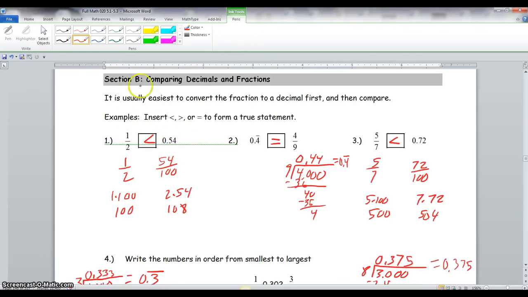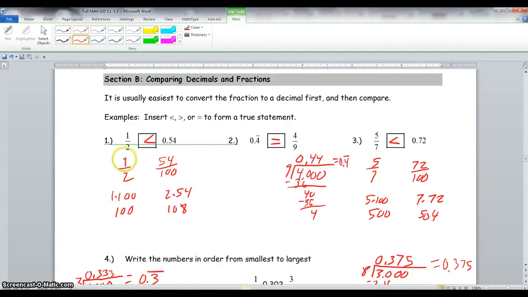Now we go to section B, comparing decimals and fractions. It is usually easier to convert the fraction to a decimal first and then compare. Okay, examples. Insert less than, greater than, or equal to form a true statement. Now, number 1, it says 1/2 and 0.54. Typically, I find it a little easier to change the decimal to a fraction because of the process I showed you all before in the previous chapter. So 0.54 is actually 54 over 100.